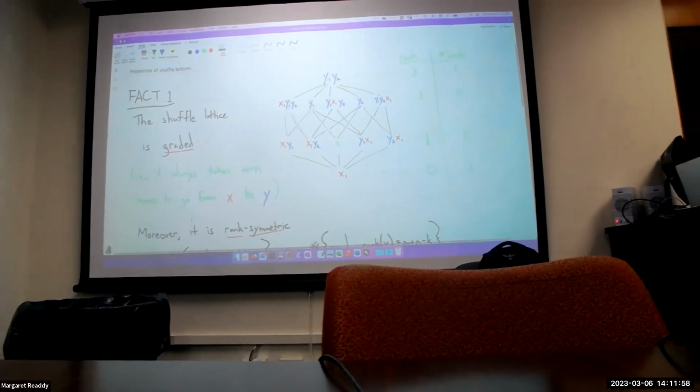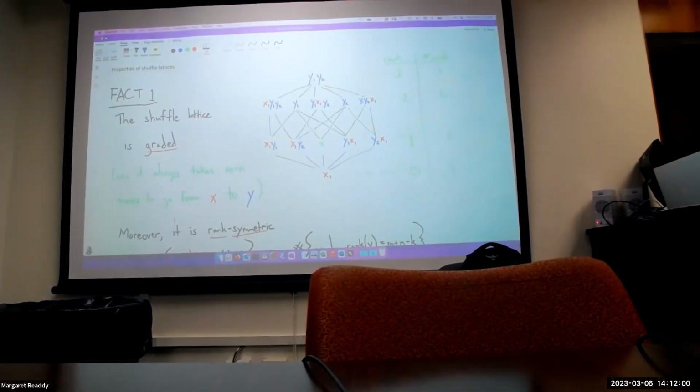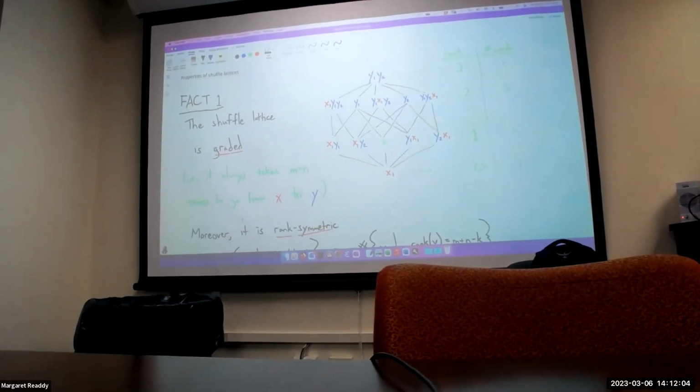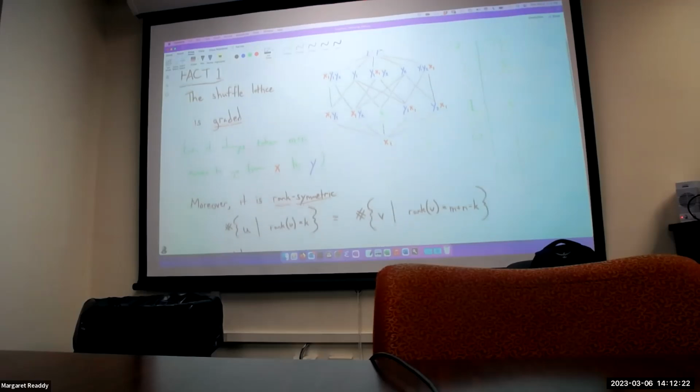All right, so that's the shuffle lattice. Now, some facts about the shuffle lattice, which are not too hard to see. First of all, it's graded, right? This says that every maximal chain has the same length. Well, if I'm doing a maximal chain here, I have to delete all the x's at some point, and I have to insert all the y's. So you can see that the length of the maximal chain is going to be m plus n, the number of letters in x's and y's together. All right, so that's not too bad.